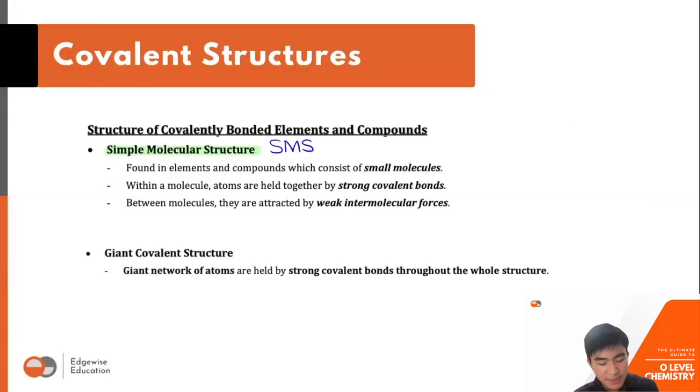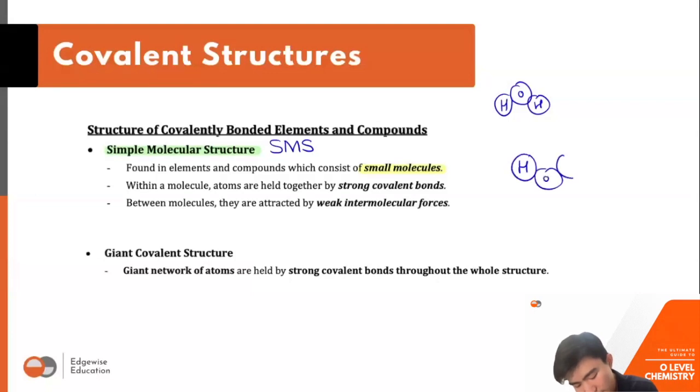Now, what is simple molecular structure? They are found in elements and compounds consisting of small molecules. So what does that mean? That means, for example, I got a molecule of water, H2O. I got another molecule of water, H2O. And I got one more molecule of water.